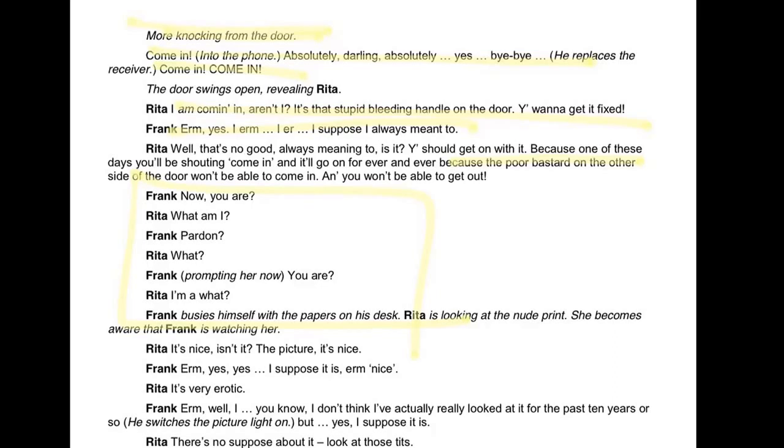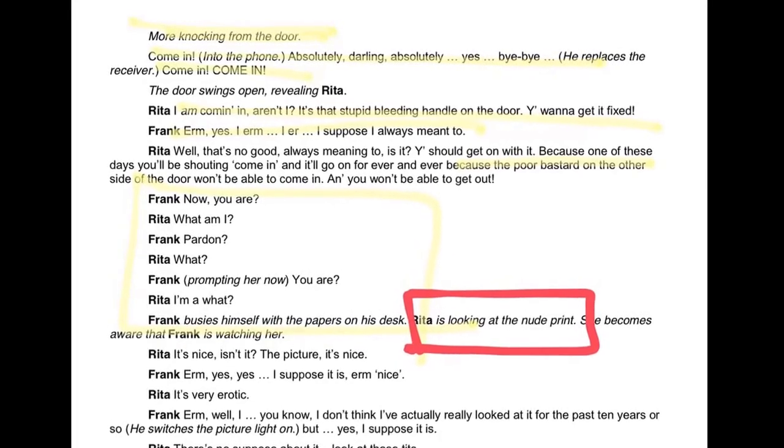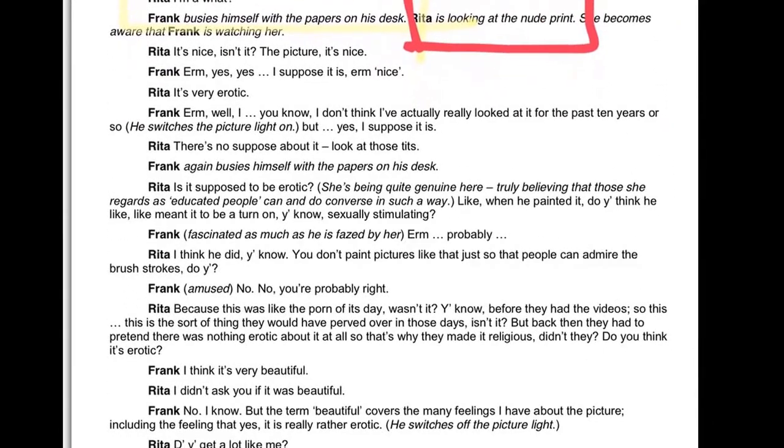Now, something I didn't draw your attention to when looking at the first scene and the stage directions is the choices Willie Russell made for what should be on stage. Here we have a really important one: Rita looking at the nude print that was signposted at the start of the play as needing to be on the stage. And we see why it's really important in this scene as it emerges right here.